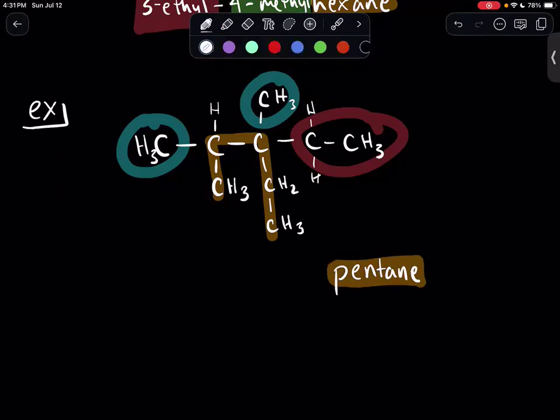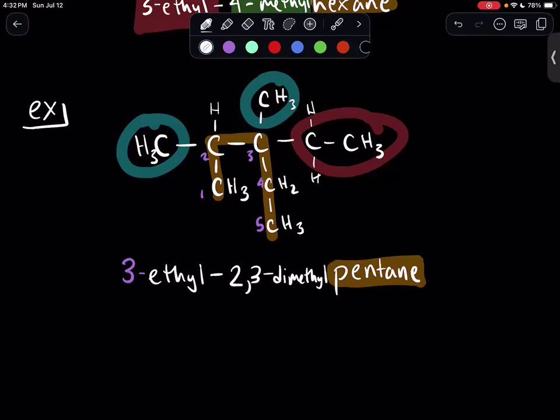Now remember, we want the numerical value to be lowest on ethyl. So we're going to count 1, 2, 3, 4, 5. Now the issue is that puts our methyls at 4 and 3. If we count the other way, 1, 2, 3, 4, 5, our ethyl group still stays on 3. So we can still start with 3-ethyl. But the difference is now our methyl groups are on 2 and 3. And we prefer that because everything has a lower number, dimethyl.